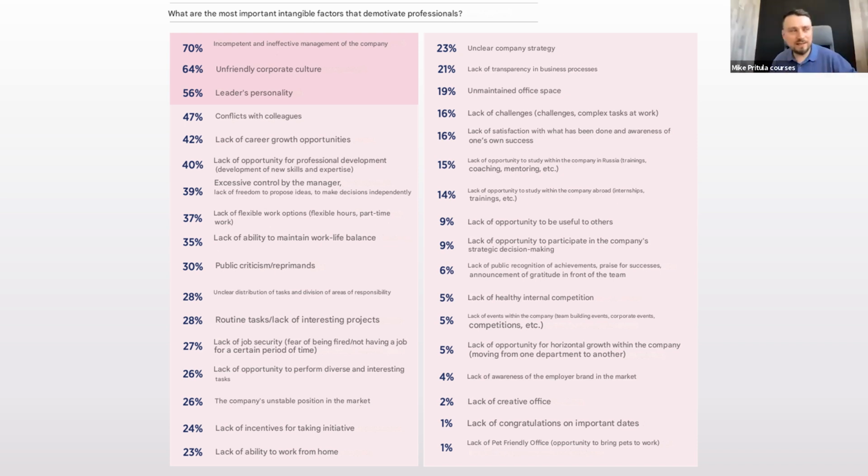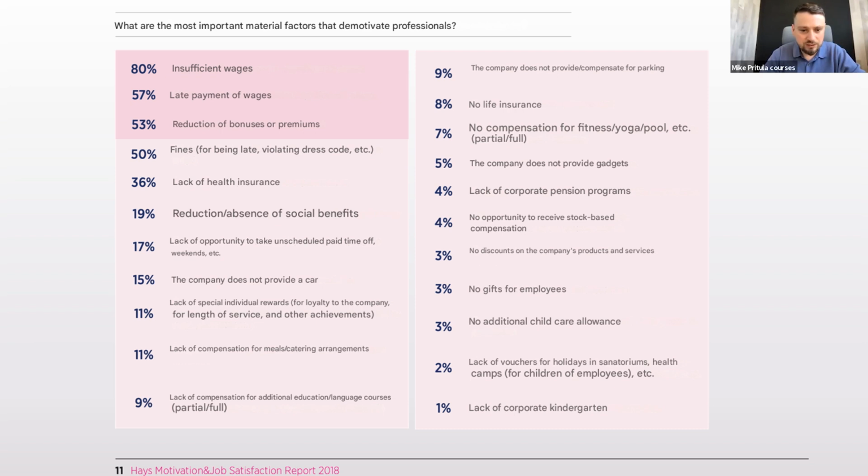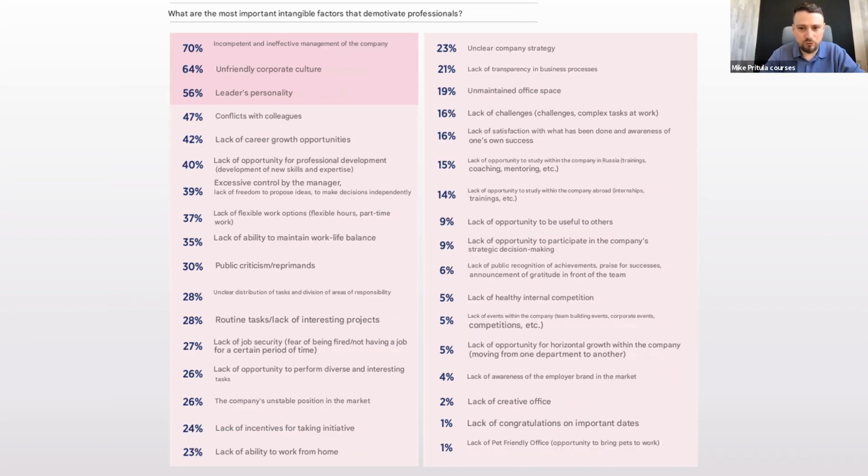Manager's personality 56%, conflicts with colleagues 47%, lack of career growth opportunities 42%. And then the items are listed in descending order. Basically, there are many more factors here with a more even distribution. While the first 5 points were prominently featured, here all the non-material factors gradually decrease, except for the first one, which is significantly larger. I recommend analyzing these demotivating factors in relation to your own company.